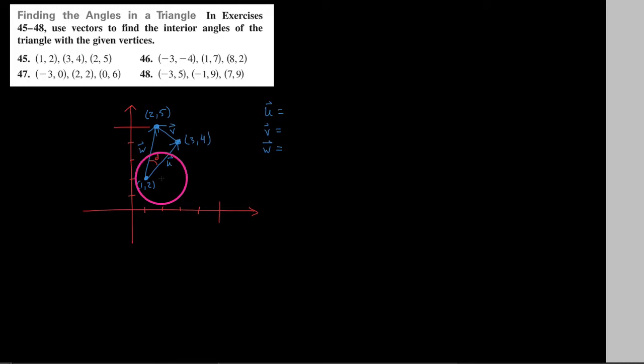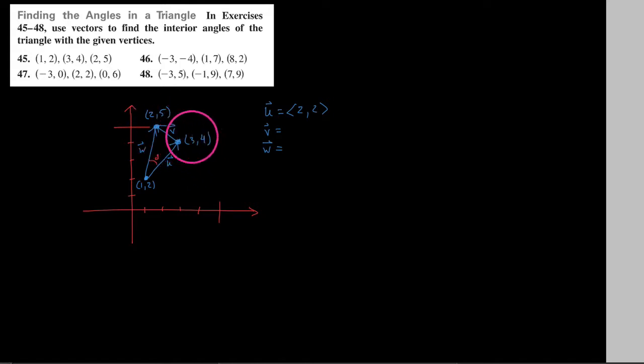For u, we have its initial point and terminal point as I have it drawn. So u: 3 minus 1 would be its horizontal component. We always do terminal horizontal component minus initial horizontal component. I get a positive 2. And then I also get 4 minus 2 for my vertical component. So u is 2, 2 in standard form.